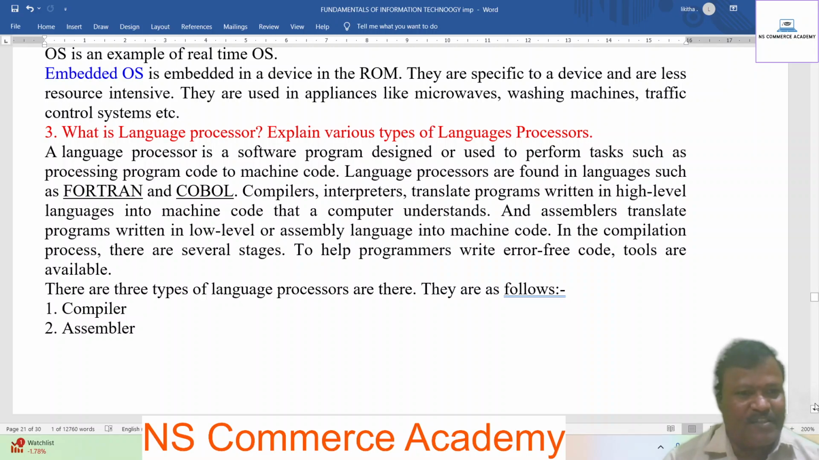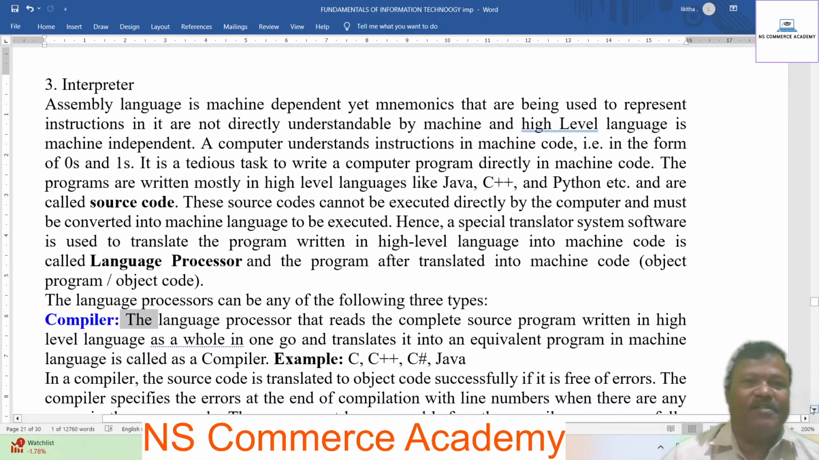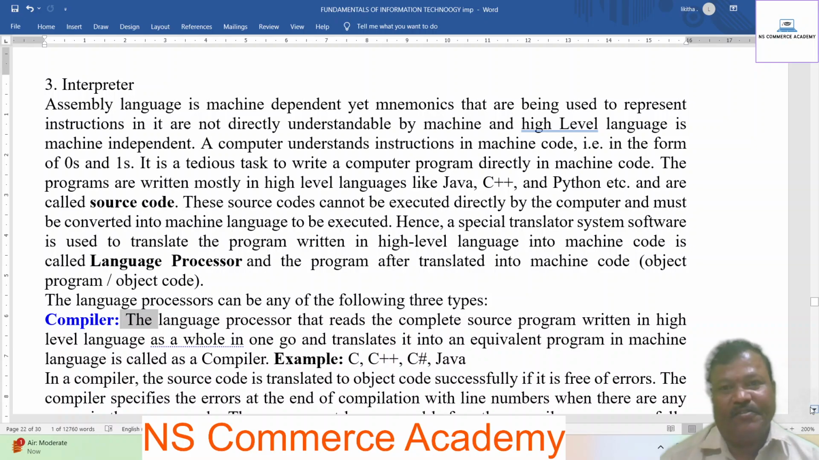In the compilation process, there are several stages to help programmers write error-free code. Tools are available. There are three types of language processors. They are as follows: compiler, assembler, and interpreter. Assembly language is machine dependent, yet the mnemonics that are used to represent instructions in it are not directly understandable by the machine, and high level language is machine independent.